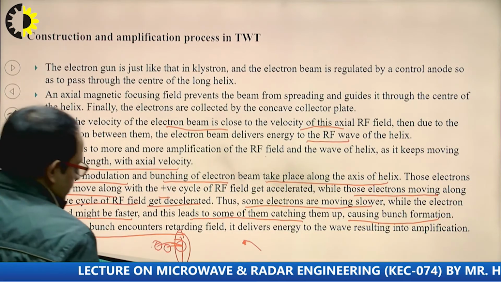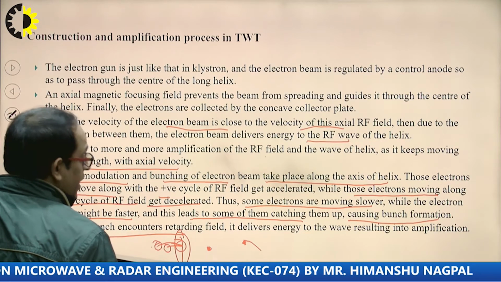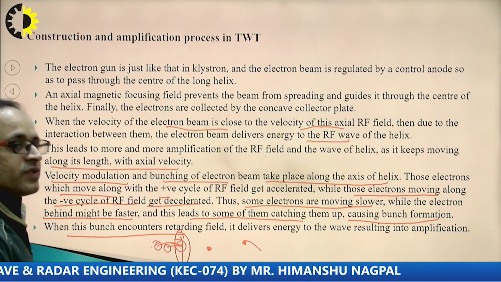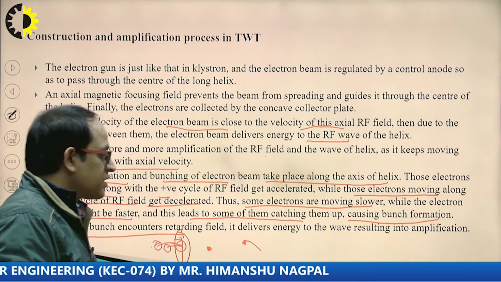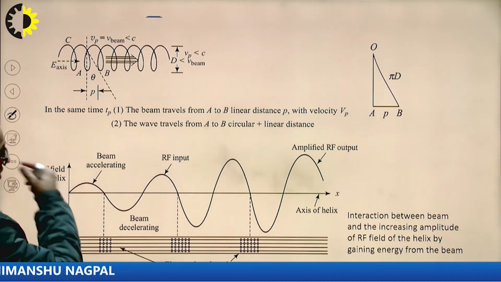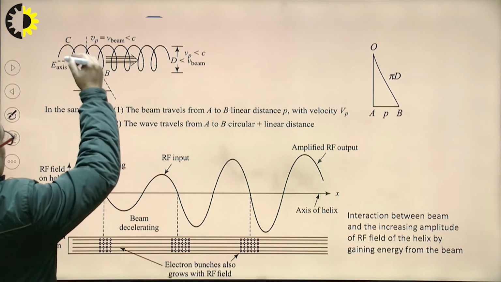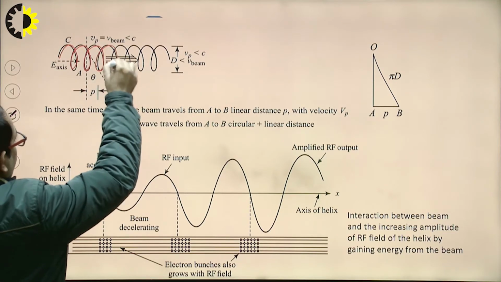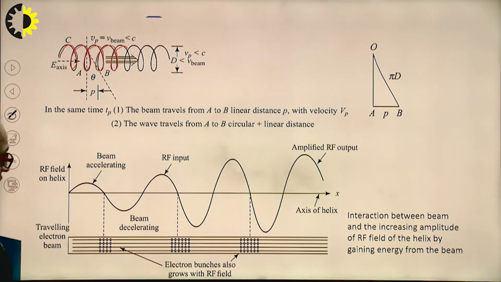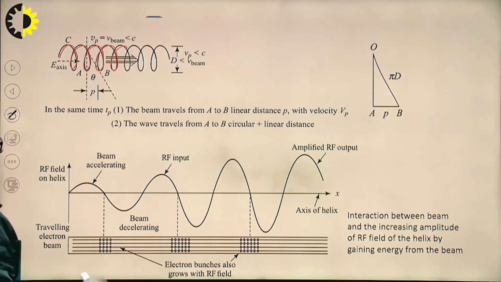So when this electron bunch interacts with what? The negative field of the RF field, the electron transfers its energy to the wave, resulting in the amplification. So how? See this one. This shows how the number of helix turns interacts. The number of turns depends on what? It depends on the velocity of the electron and also on the interaction.